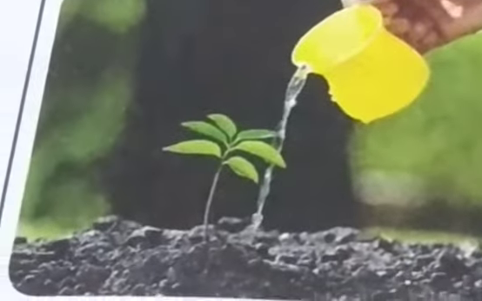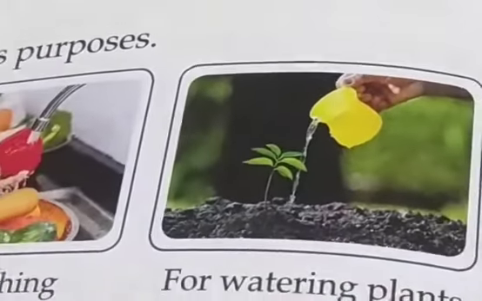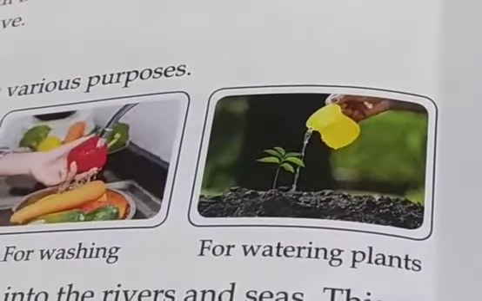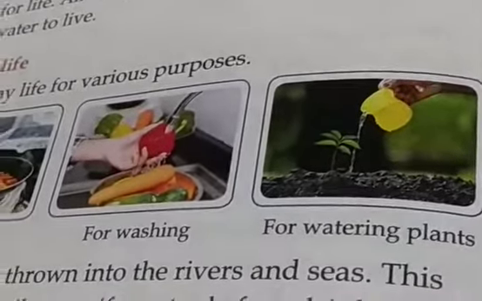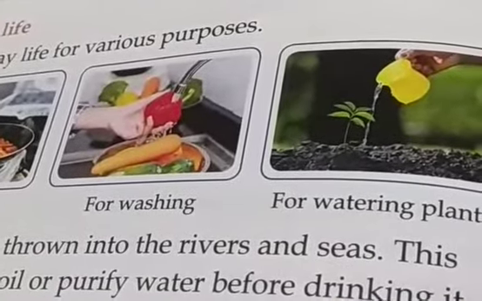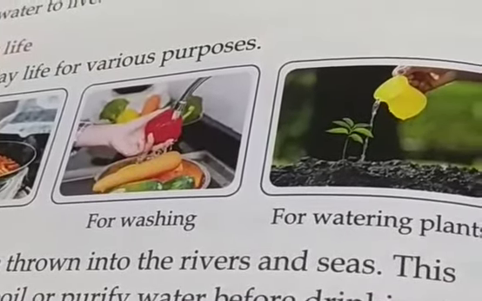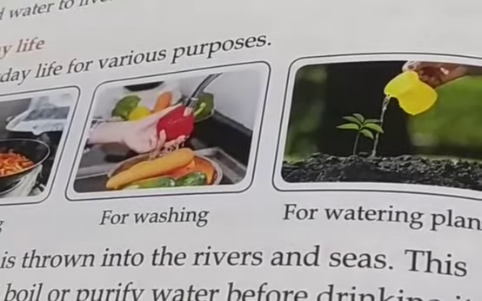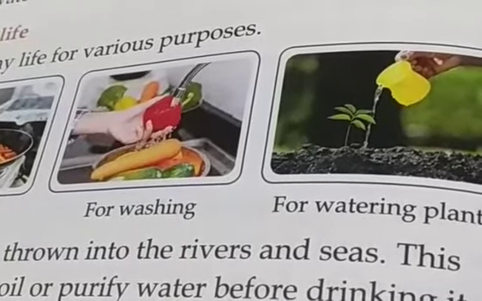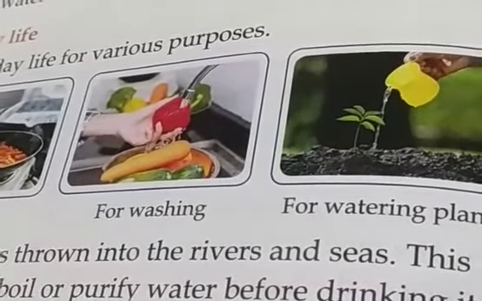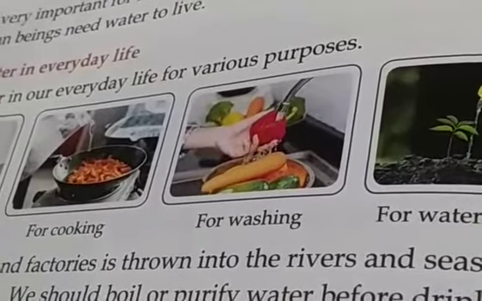Waste from homes and factories is thrown into the rivers and seas. This causes water pollution. That means all the waste getting into the sea or the river is dirtying the water. We should boil or purify water before drinking it, because boiling the water kills all the germs present in the water. Then what are the properties of water?